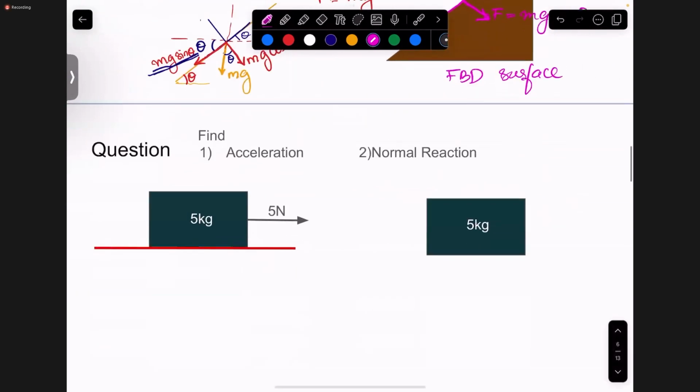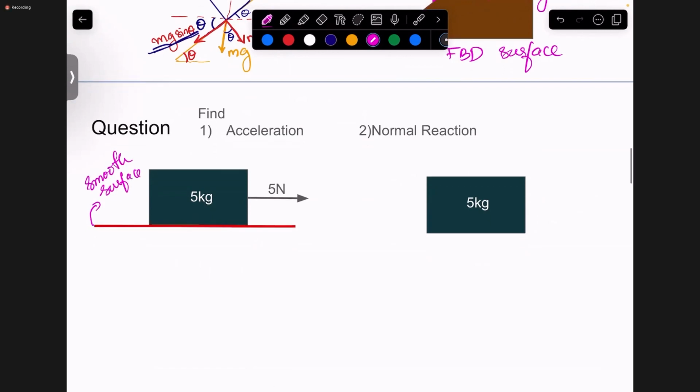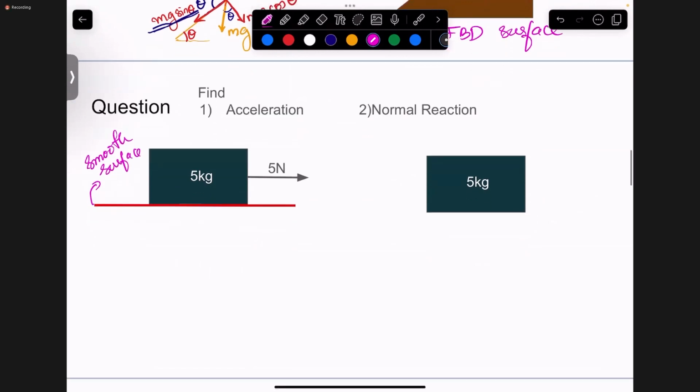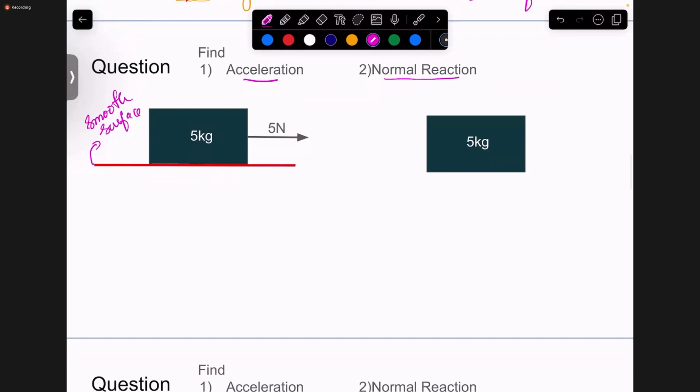Now, let's do a question. So imagine a block of 5 kg is kept on a smooth surface, and a force of 5 Newton is acting on this block. So we need to find the acceleration and normal reaction. So acceleration, how to find? First, we have to draw the FBD, right?